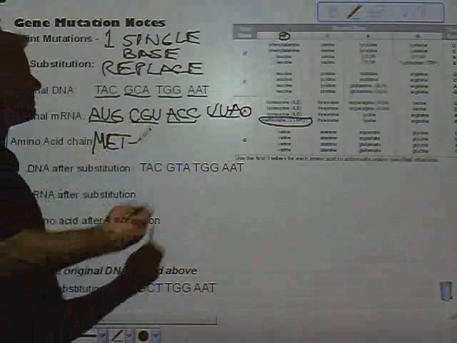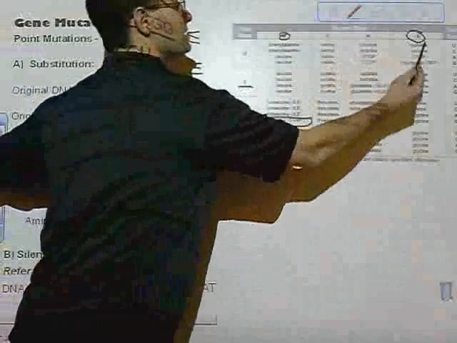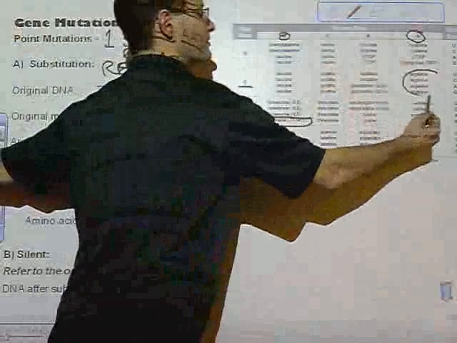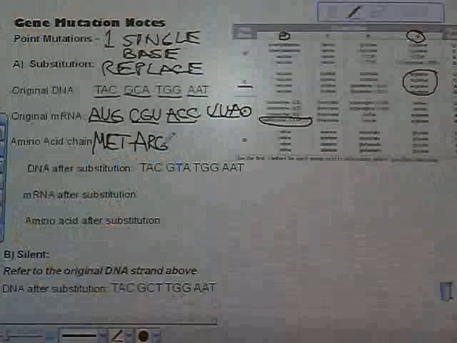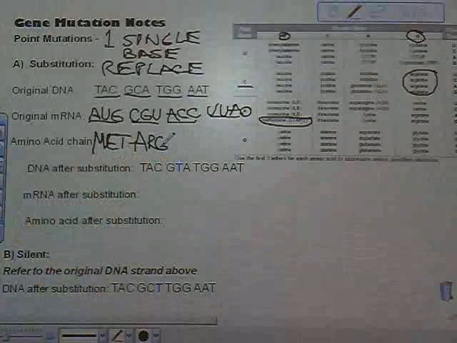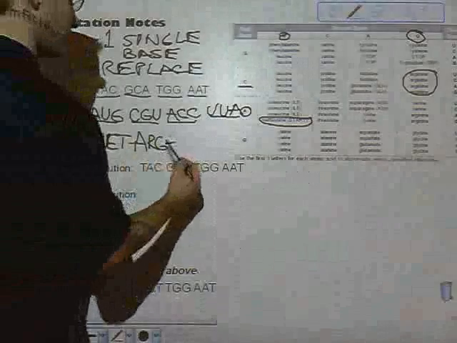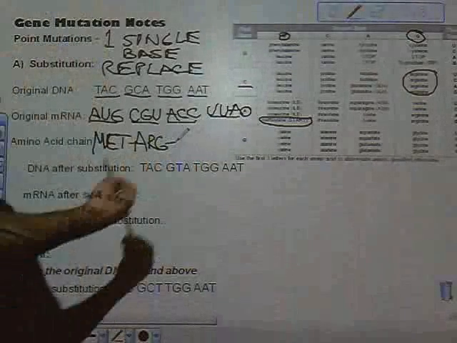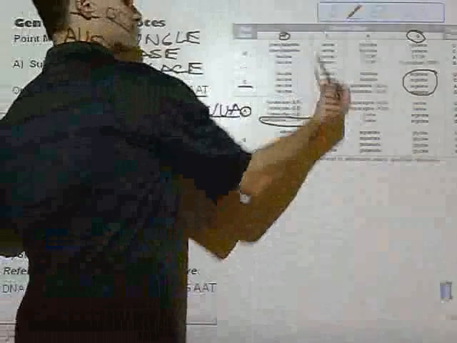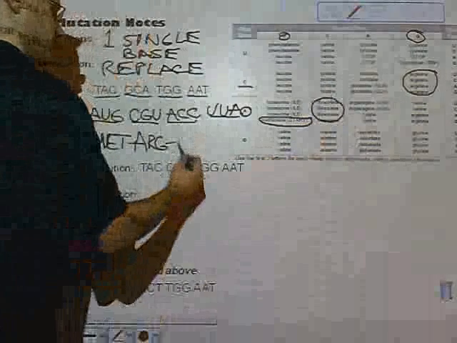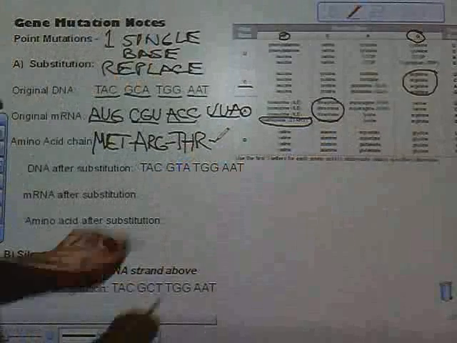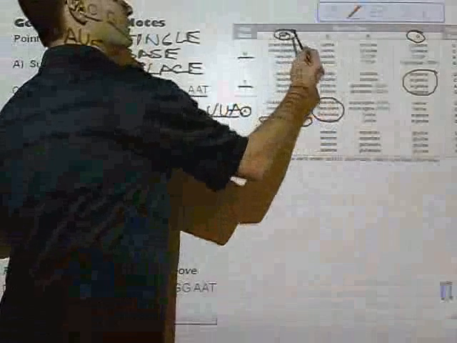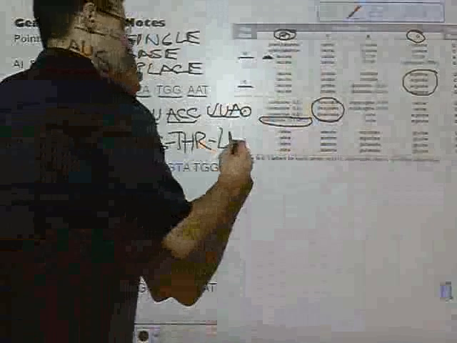And then we're going to move on to the next one, CGU. C, G. So the first one up here would be for the U, but it doesn't matter because they're all arginine. So ARG. Which, if you want a really bad joke, what's a pirate's favorite amino acid? Arginine. I know, it's hilarious. Moving on to ACC. A, C, C, doesn't matter. They're all threonine. And UUA, A is the third one here, and that is leucine. LEU.